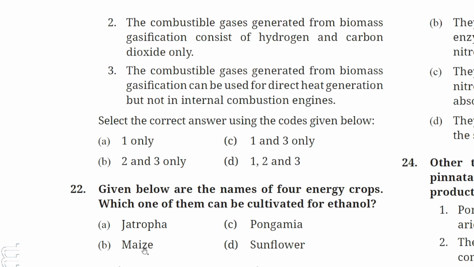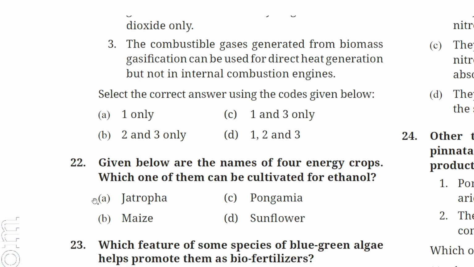Given below are the names of four energy crops. Which of the following can be cultivated for ethanol? Jatropha, maize, pongamia, and sunflower. So these are energy crops. The question is about which can be used for the cultivation for ethanol. The answer should be maize. Ethanol is a renewable fuel made from various plant materials. The energy crop that can be cultivated for ethanol is maize. It can be produced by ethanol fermentation and distillation. Maize ethanol results in lower greenhouse gas emissions. So the answer to question 22 is B, maize.